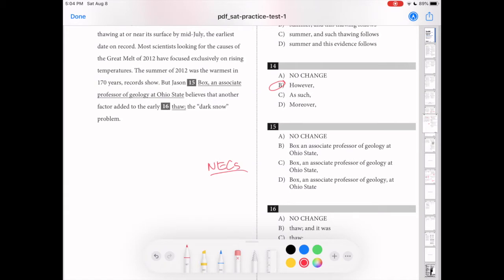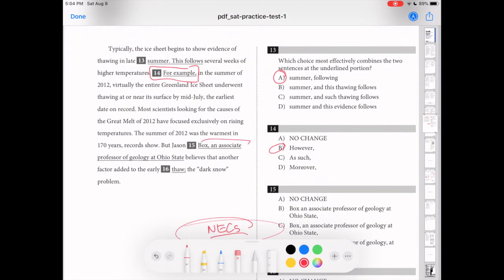Question 15. This is all about non-essential clauses, or what I call NECs. SAT loves throwing in extra details that aren't necessarily needed. NECs, you can throw them out and the sentence would still make sense. In this case, you want to first find the NEC, which in this case is an associate professor.